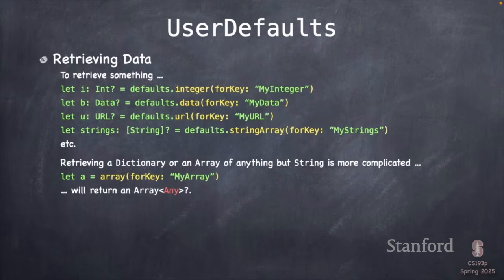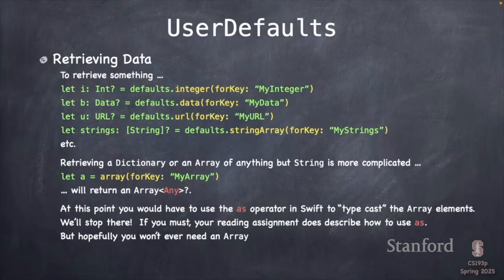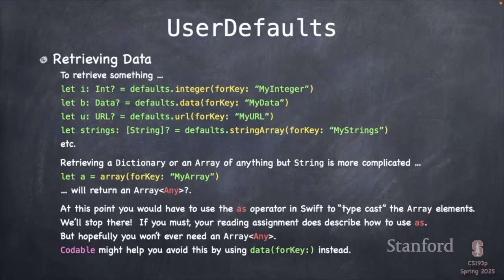Now, I'm just flashing by this next one, which is, what if you had an array and the things in the array are not strings? Then you're going to get an array of any, and any's in red. I'm just going to go on to the next slide, because I don't want you to think about any. Don't do it. Don't put arrays of things that aren't strings into user defaults. If you use any, you're going to have to learn about things like the as operator, which you read about, but you probably didn't quite understand what's going on there. So a good way, if you needed to put an array of things besides strings in there, put it in a struct, make it codable, and put that in there, and then get it back out and decode it.